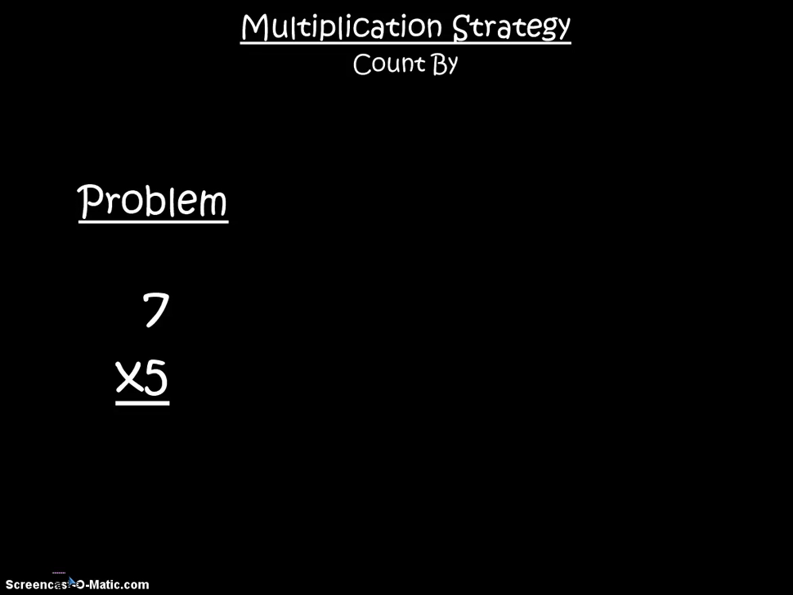Today we're going to talk about the multiplication strategy of counting by. When we talk about counting by with multiplication, it's really just skip counting with large numbers. Remember that multiplication is making groups, and so since each of the groups is the same, is equal, we can just count by that number. So let's take a look at the example of 7 times 5.